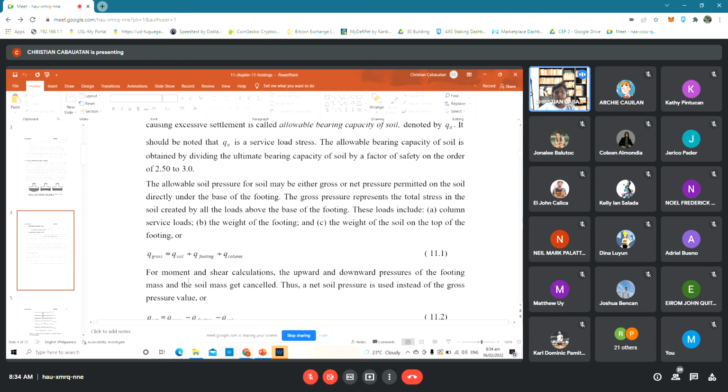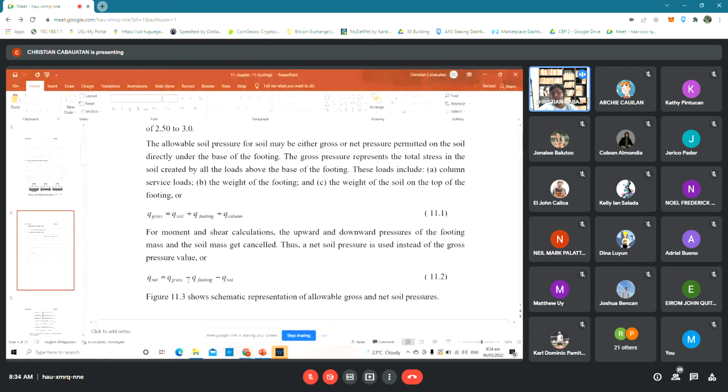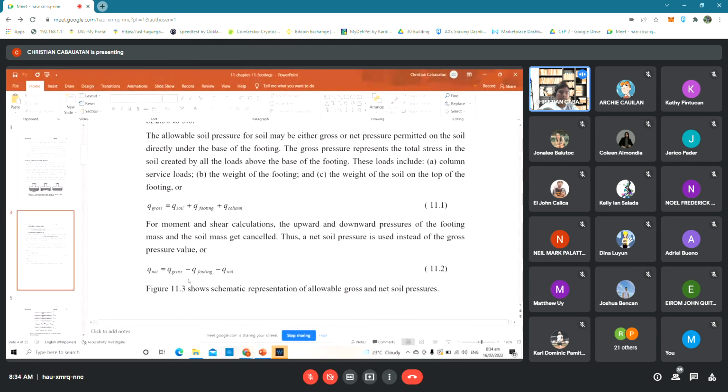If you sum up all of this, you get the gross bearing capacity. For the moment and shear calculations, the upward and downward pressure of the footing mass and the soil mass get cancelled, so they don't consider these in the moment and shear calculations. But in real life, there are moment and shearing effects. So the net soil pressure is Q net equal to Q gross minus Q of the footing minus Q of the soil.